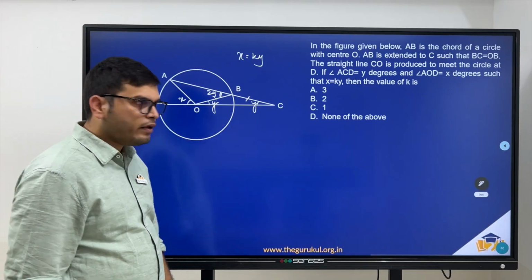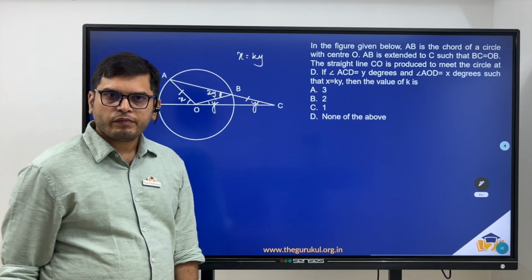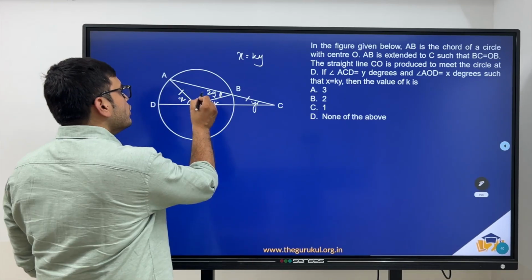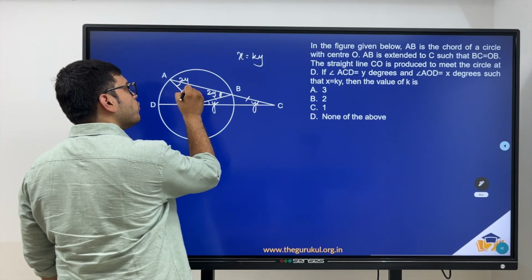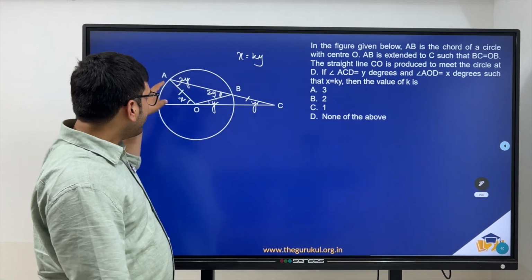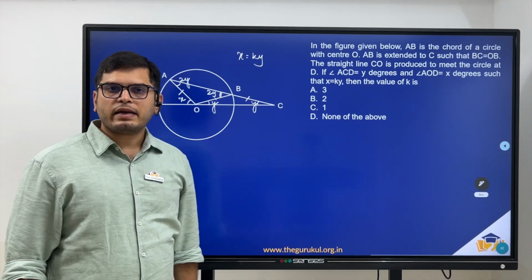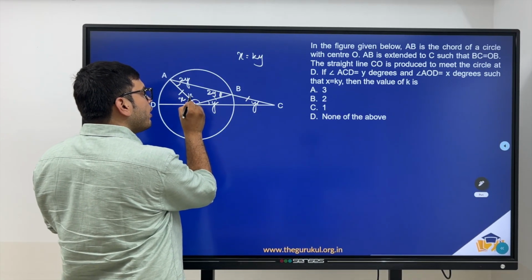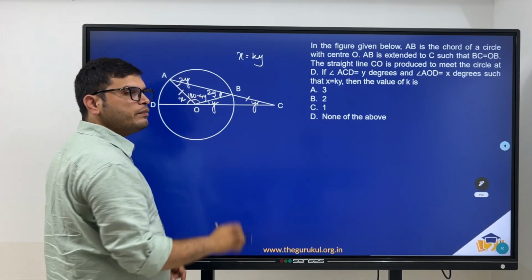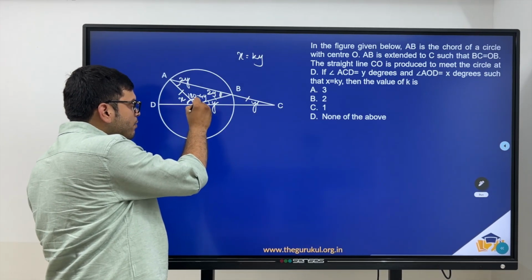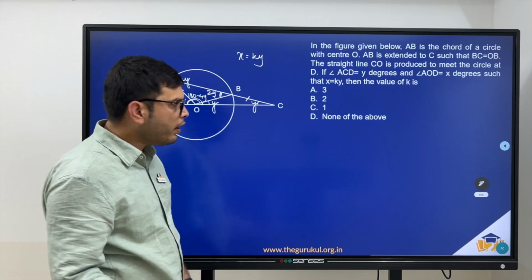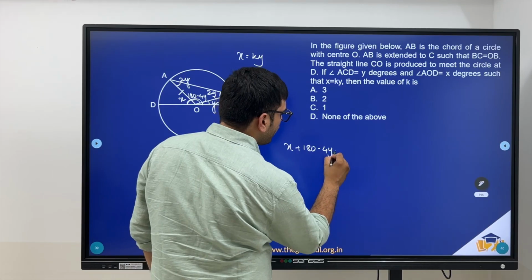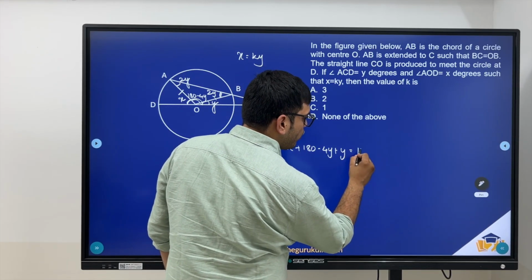Now OB is radius, OA is also radius, right? So the angles opposite to these sides should also equal in measure, right? So if this is 2Y, this is also 2Y, right? And we know that the sum of all three angles in a triangle is 180 degrees. If this is 2Y, this is 2Y, this angle should be 180 minus 4Y. Now the sum of all these three angles should be again 180 degrees. So X plus 180 minus 4Y plus Y should be equal to 180.